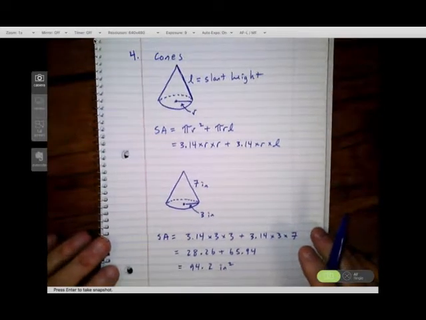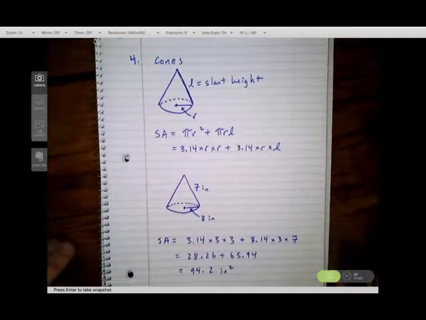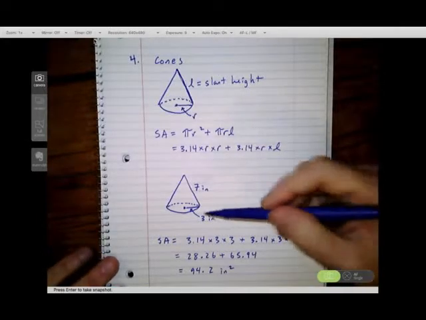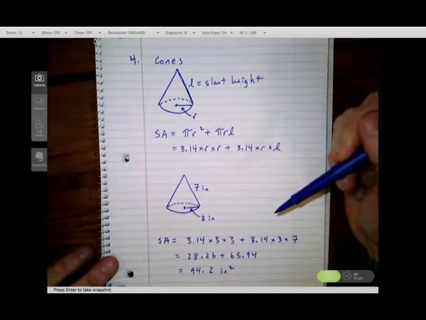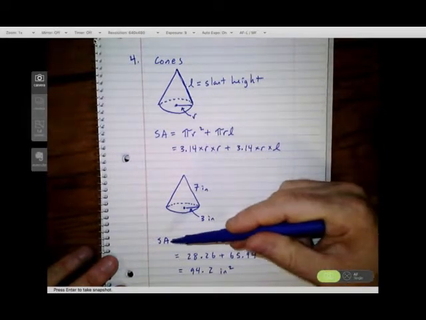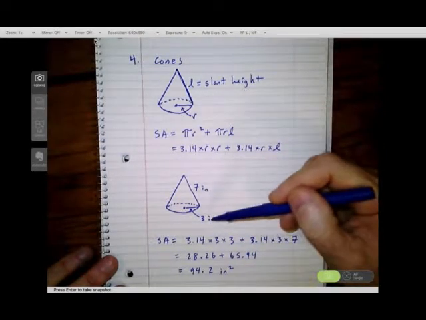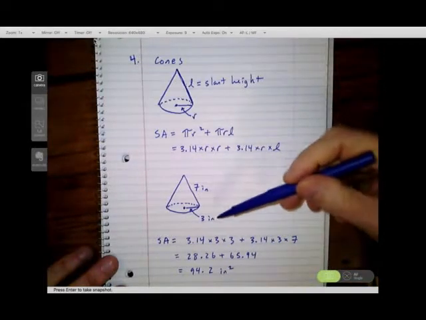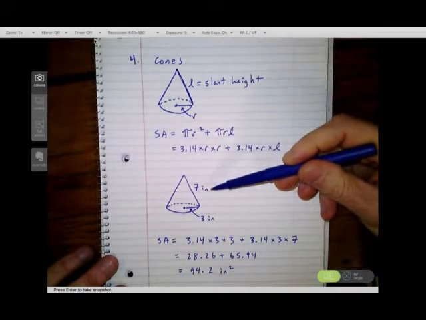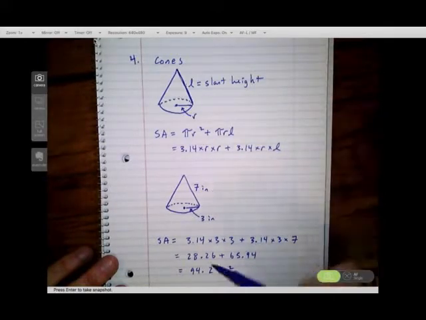Okay, here's one. This is exactly how it's going to look in your assignment. You'll be given a radius, so it's 3 inches, and a slant height, which is 7 inches, and that's all you need to figure it out. So surface area equals 3.14 times the radius squared plus 3.14 times the radius times the slant height. Okay, we'll work it out.